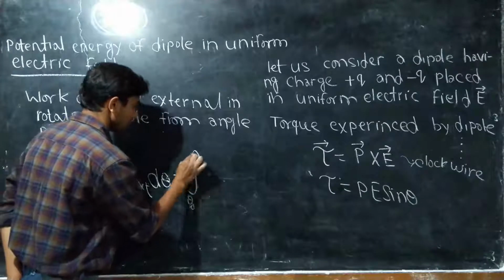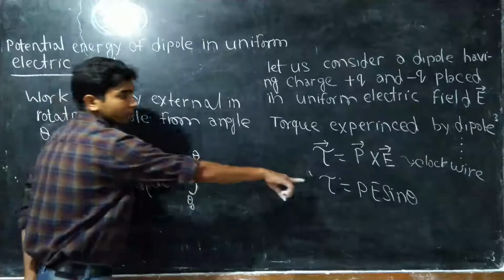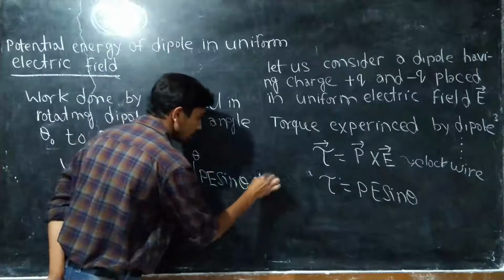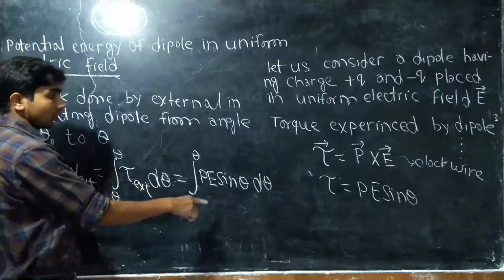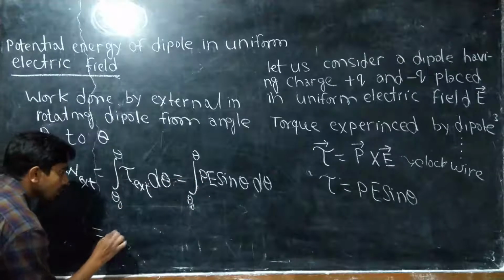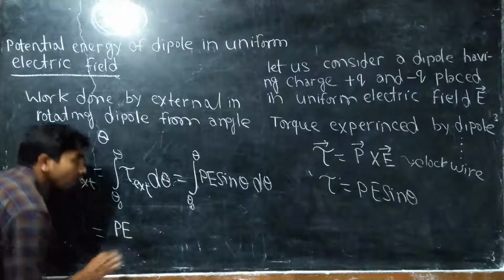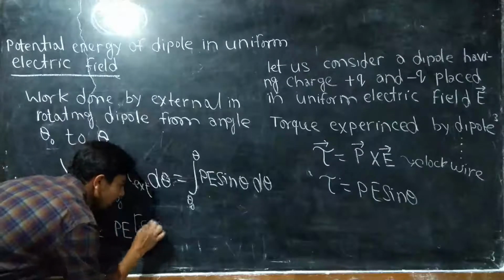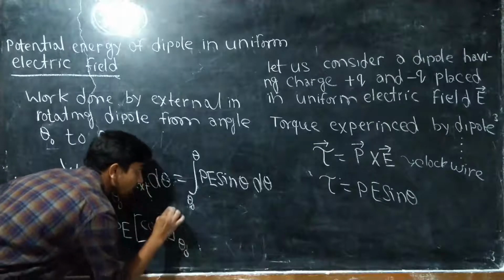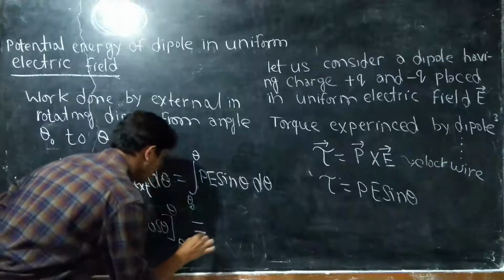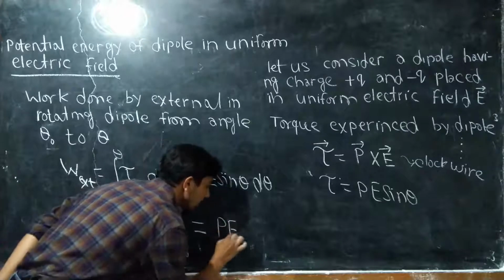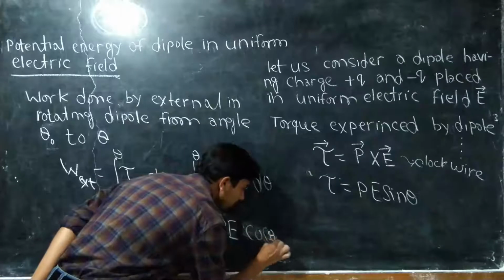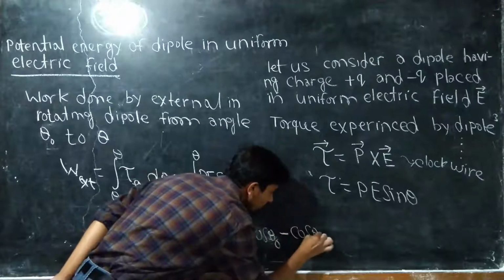So we can write here, the angle is varying from theta 0 to theta, and torque external is equal to this torque, that is PE sin theta d theta, right? Now I am going to integrate it. P is constant, so that will come out, and integration of sin theta is cos theta, varying from theta 0 to theta. So the final formula is coming PE times cos theta 0 minus cos theta.